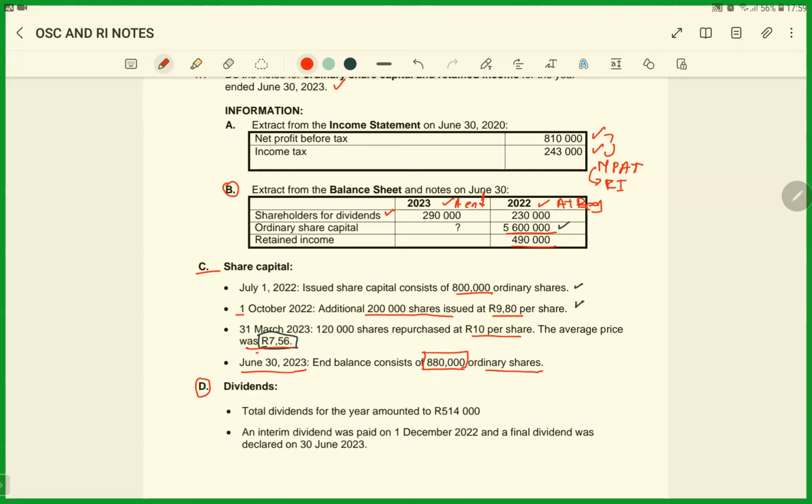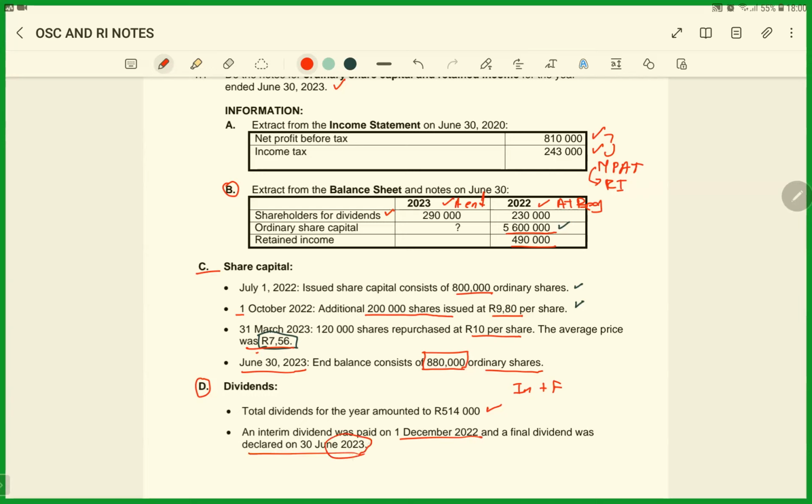Then we go to information D. Information D says total dividends for the year amounted to 540,000. Remember, total dividends means interim plus final. So when we talk about total dividends, we're talking about both interim and final dividends. Then furthermore, we are told that an interim dividend was paid on the 1st of December 2022, but we don't know the exact amount. Then we are told that a final dividend was declared on 30 June 2023.